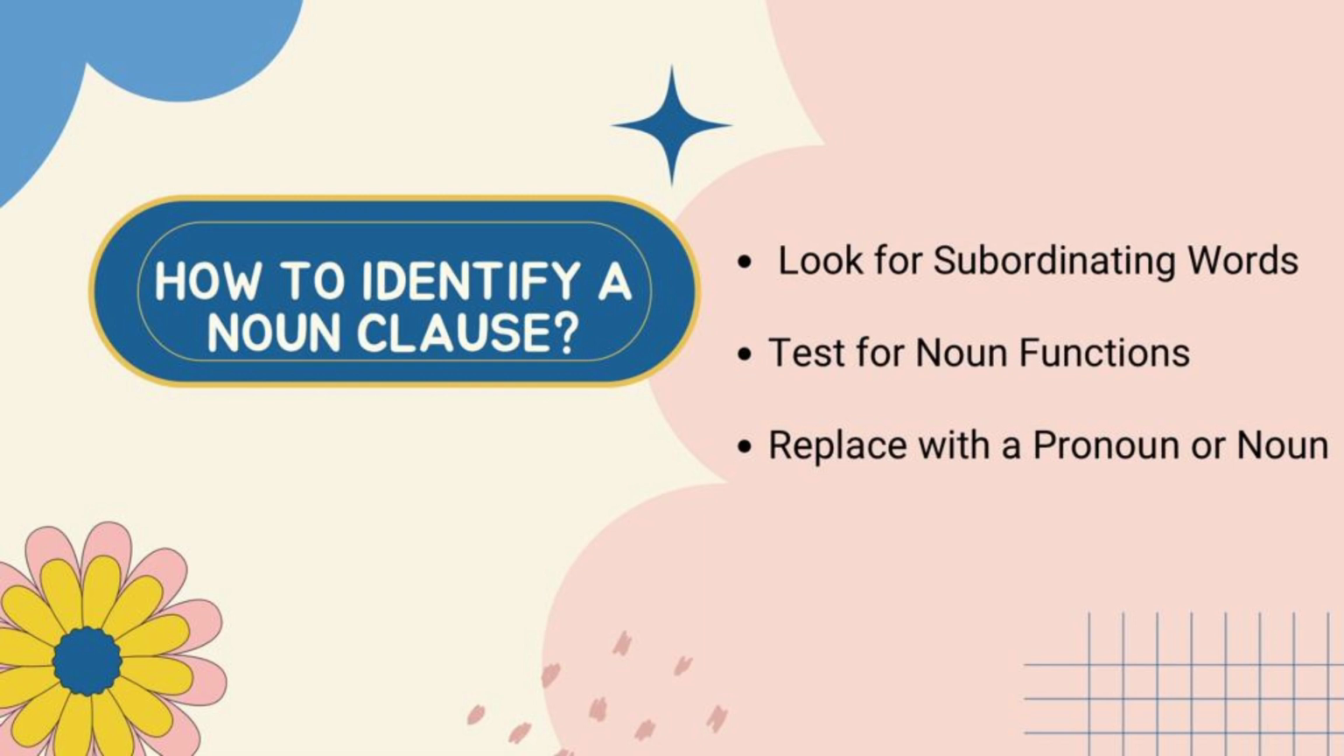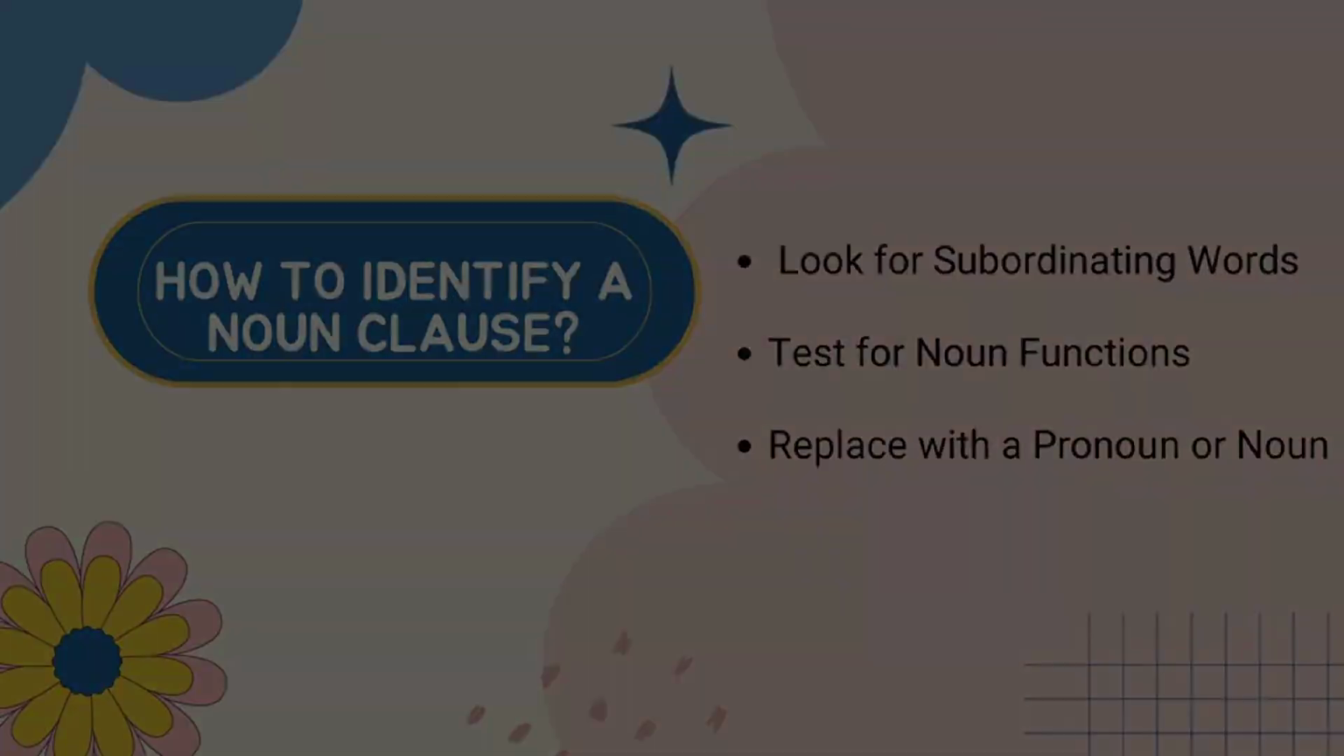The last, replace with a pronoun or noun. Try replacing the clause with a simple pronoun like it or a noun and see if the sentence still makes sense. If it does, the clause is likely a noun clause. For example, if you replace what they say with it, the sentence "it surprised everyone" still makes sense.